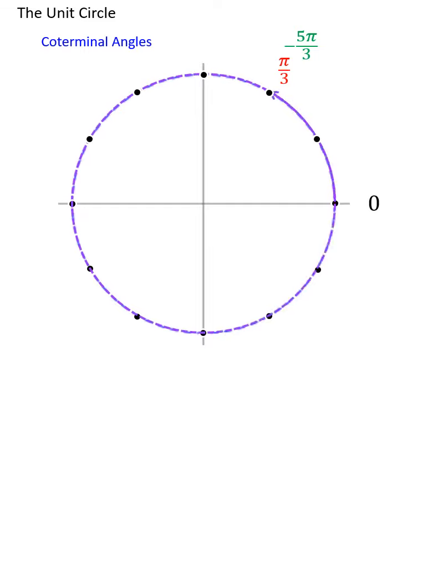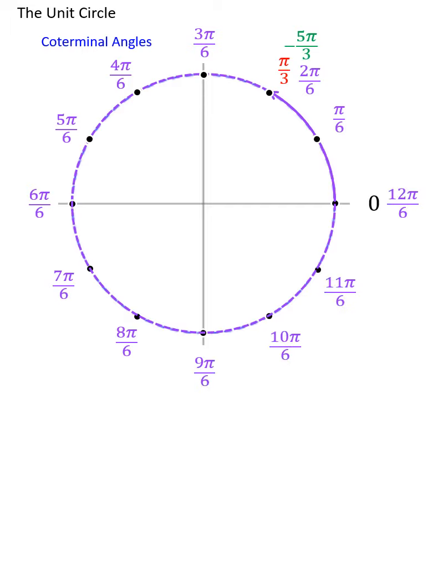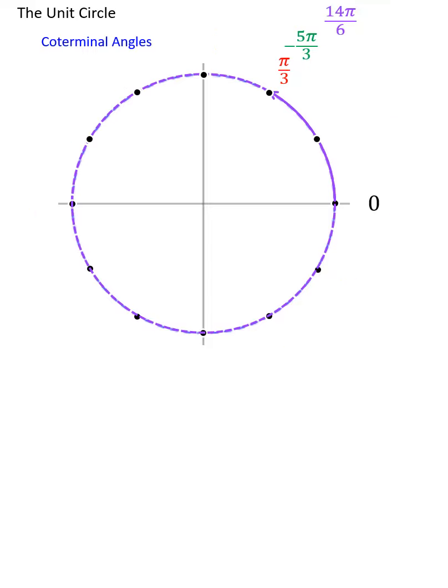That arc went more than one full revolution, more than 2 pi radians around the circle. So if we consider this the terminal point for pi over 6, 2 pi over 6, 3 pi over 6, and count our way around, 6 pi over 6, also known as pi, 7 pi over 6, 8 pi over 6, and so on, when we get around to 12 pi over 6, or 2 pi, we're back at the initial point. But if we keep going, then we're at 13 pi over 6, and then 14 pi over 6.